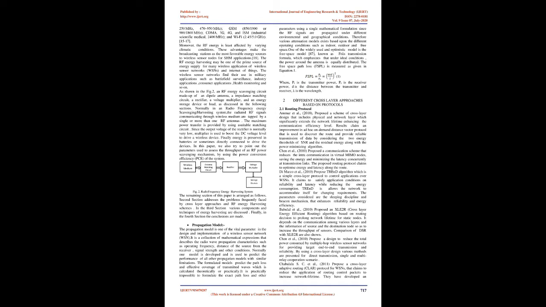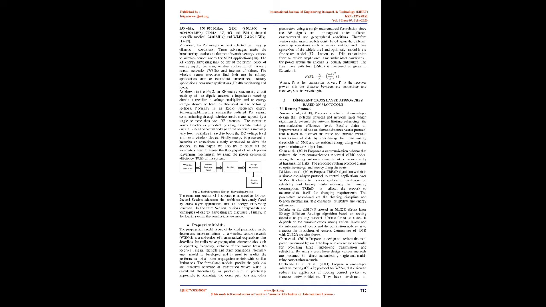It is practically impossible to formulate the exact path loss and other parameters using a single mathematical formulation, since the RF signals are propagated under different environmental and geographical conditions. Therefore, various attenuation models exist based upon the different operating conditions such as indoor, outdoor, and free space. One of the widely used and optimistic models is the free space model, known as Friis transmission formula, which emphasizes that under ideal conditions, the power around the antenna is equally distributed. The free space path loss, FSPL, is measured as given in equation 0.1.